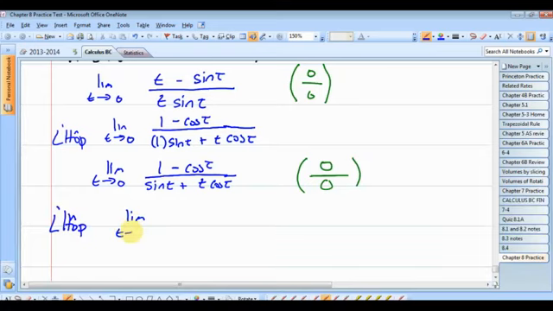Limit as t approaches 0. What's the derivative of cosine? Is that negative sine? Negative sine. The derivative of sine? Cosine. The derivative of t cosine? Product rule.